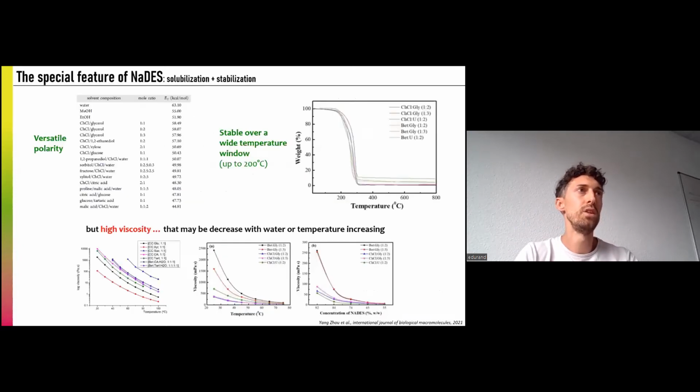So according to me, the special feature of NaDES as a liquid phase is their solubilization and stabilization of different compounds due to their versatile polarity, but also because they are stable over very wide temperature windows, from far below 0 degrees Celsius up to maybe 200 degrees Celsius. But the problem we sometimes face with this liquid is the high viscosity, especially with the hydrophilic ones. But this viscosity may be decreased with water addition or by increasing temperature.